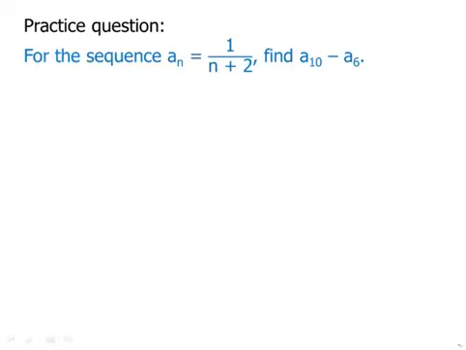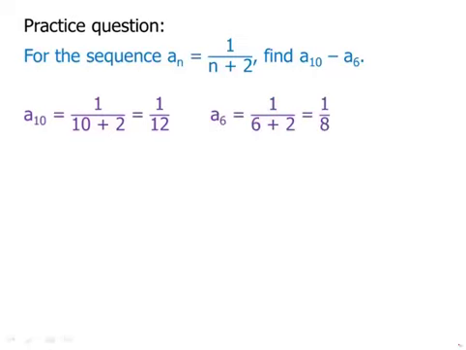So the test likes these algebraic sequences that are defined in terms of fractions of some kind. So here we get an algebraically defined sequence. We want to find the difference of two terms. So first we have to plug in n equals 10 and n equals 6. For n equals 10, we get a sub 10 equals 1/12. For n equals 6, we get a sub 6 equals 1/8.